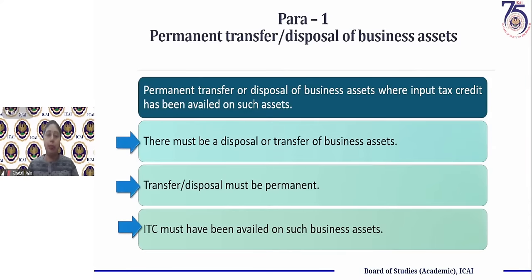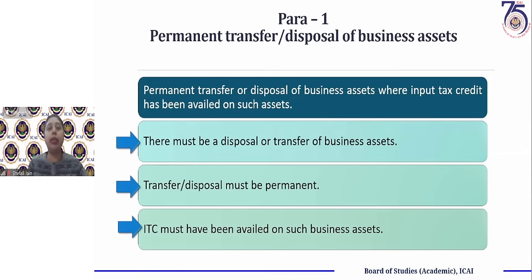Now, when a particular activity or transaction will fall in para 1, the first thing which you have to keep in mind is that whatever activity or transaction is mentioned in Schedule 1, there is no consideration in that case. So the first thing which is absent is consideration. When you are reading Schedule 1, the basic presumption in your mind should be that consideration is not there.